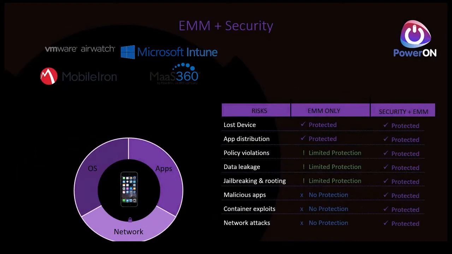Now here's a breakdown, and I must give credit to our partner Lookout. This is one of their slides which I borrowed. This gives you a breakdown of the types of threats that we were just talking about, and of what an enterprise mobility solution such as Intune Mobile will actually protect you from alone. So as you can see, if the device is lost, or we want to distribute the app, it helps, and as you can see, there is limited support on policy violations, data leakage, jailbroken, and rooting. But in terms of the three main areas which we've just spoken about, so malicious apps, container exploits, and network attacks, it does nothing.